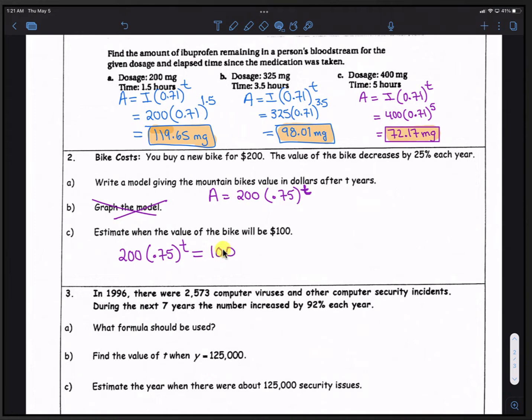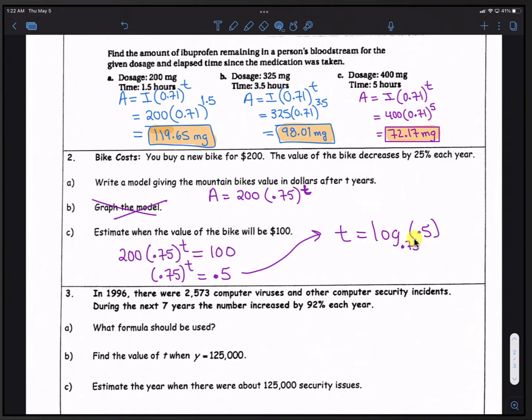And we know that 100 divided by 200 is 1/2, or 0.5. Now we can solve for t, the exponent, by converting this into log form. In log form, it would be log base 0.75 of 0.5 is equal to t. And now we just put that in our calculator.